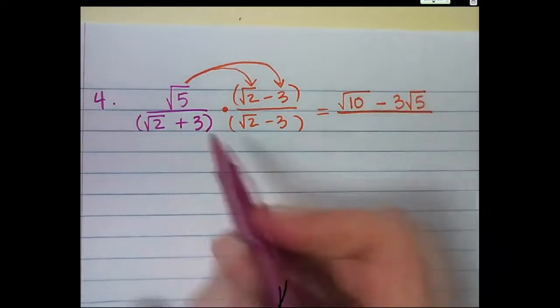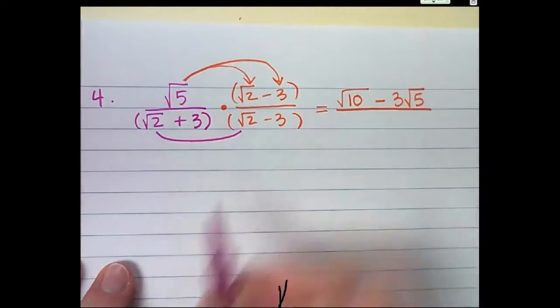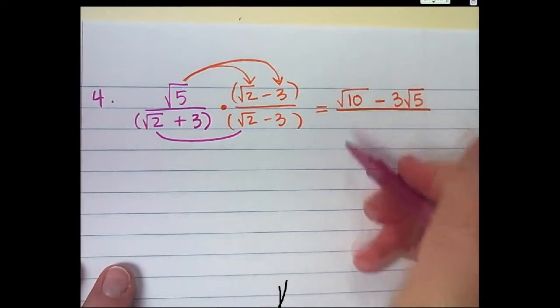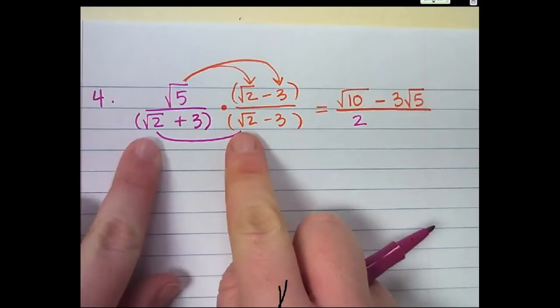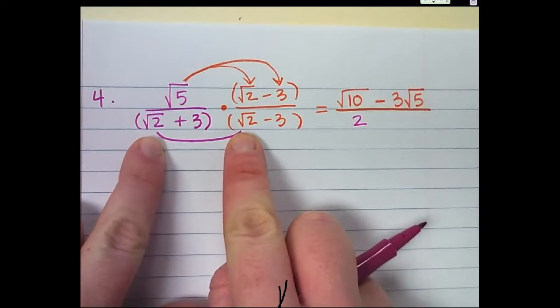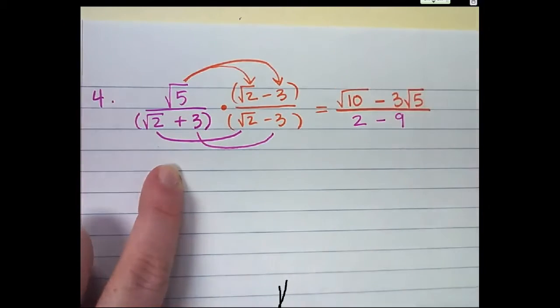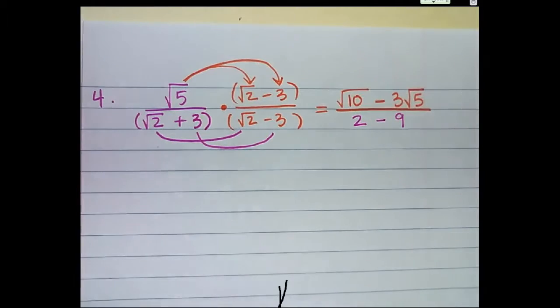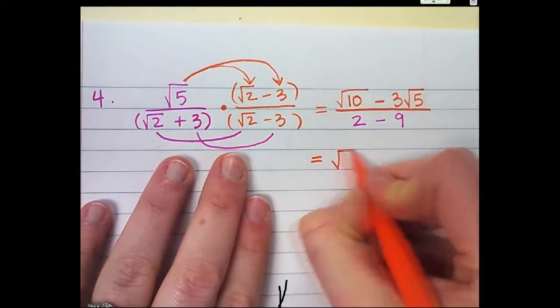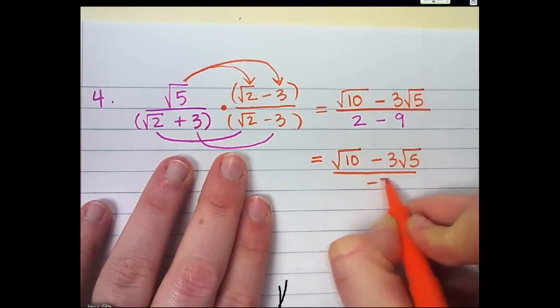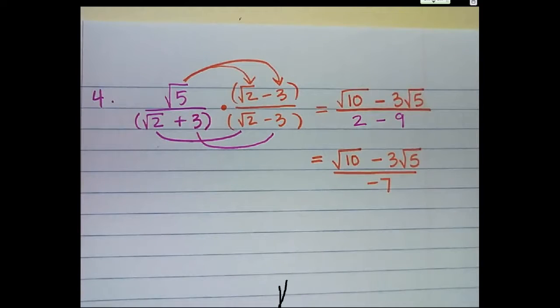So here's the shortcut. When I do the conjugates, multiply the first 2 together. What would that give me? Square root 4. You can write square root 4 and then simplify, or you can just write 2. Square root 2 times square root 2 is square root 4, which is 2. And then I multiply the second 2 together, minus 9, or negative 9. And then simplify. So square root 10 minus 3 square root 5 over negative 7. Can I simplify that at all? No, it's done.